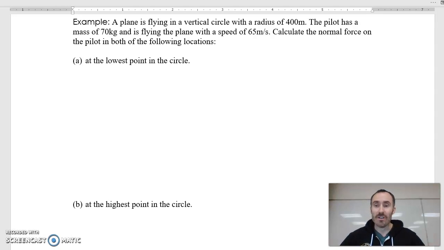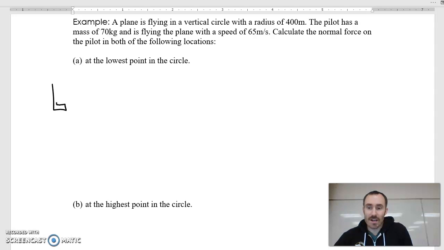We're going to do one more centripetal force example, and this is the advanced one. A plane is flying in a vertical circle with a radius of 400 meters. The pilot has a mass of 70 kilograms and is flying the plane with a speed of 65 meters per second. Calculate the normal force on the pilot in both of the following situations: the lowest point and the highest point in the circle.